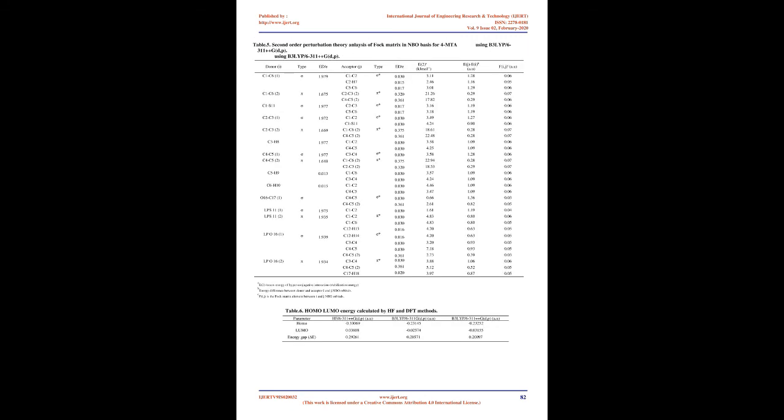HOMO, which can be thought of as the outermost orbital containing electrons, tends to transfer these electrons as an electron donor. On the other hand, LUMO can be thought of as the innermost orbital containing free places to accept electrons 44. The HOMO and LUMO energies calculated by B3LYP/6-311G(d,p) and HF/6-311G(d,p) methods are shown in Table 0.6.